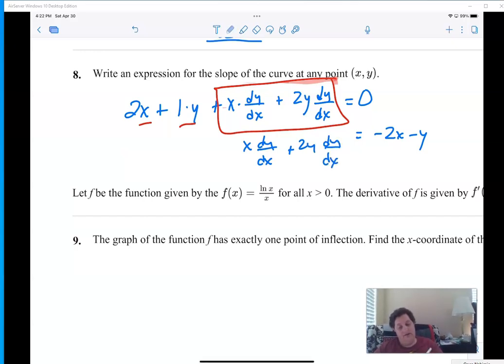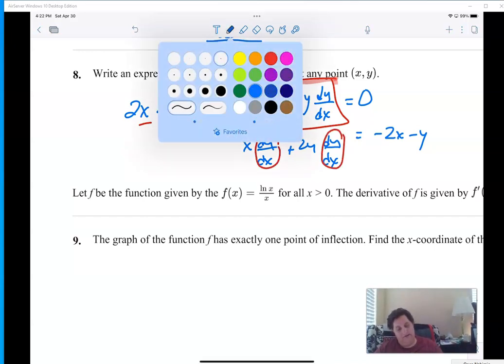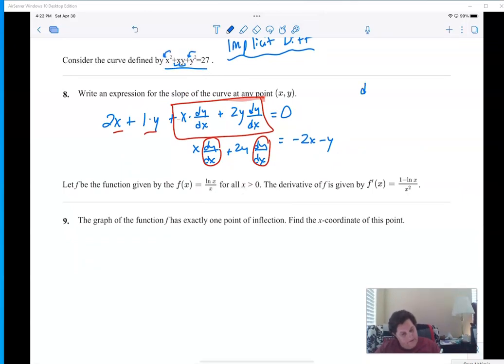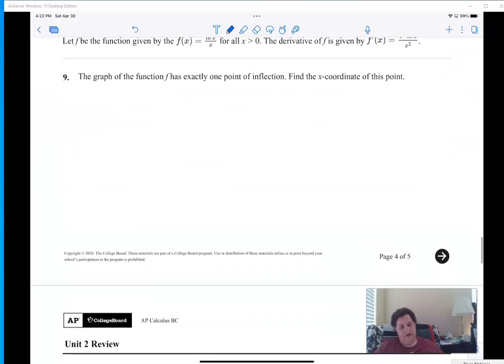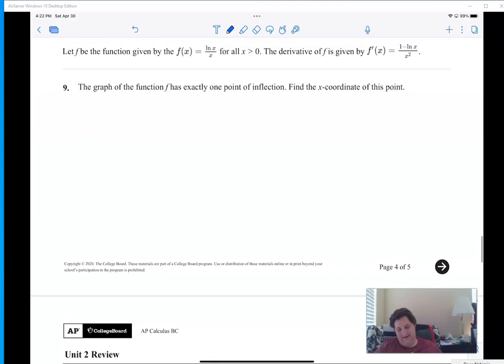The next thing I'm going to do is go ahead and factor out the dy/dx. When I factor that out, I get x plus 2y is negative 2x minus y. And then when I divide that over, I get negative 2x minus y over x plus 2y. And that's my dy/dx. Okay? Write an expression for slope of the curve at any point. Perfect.